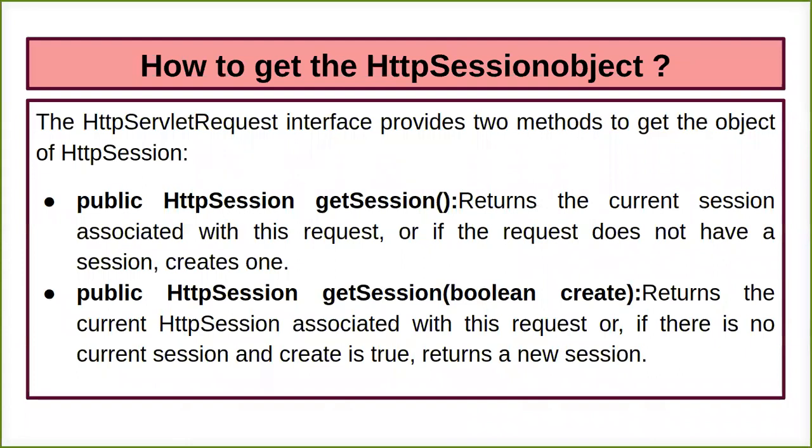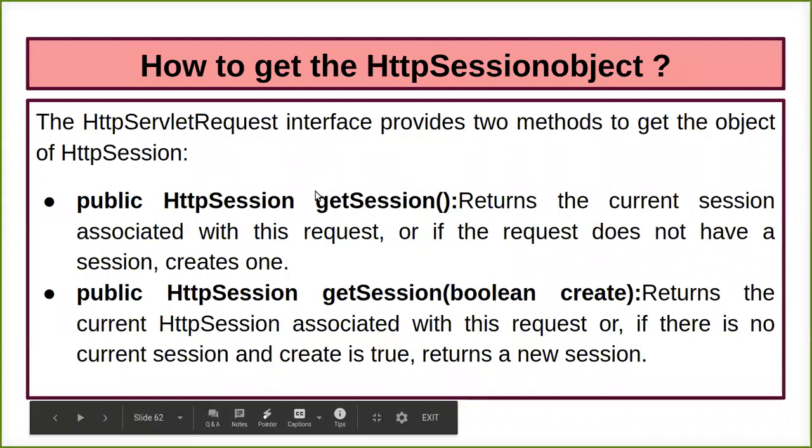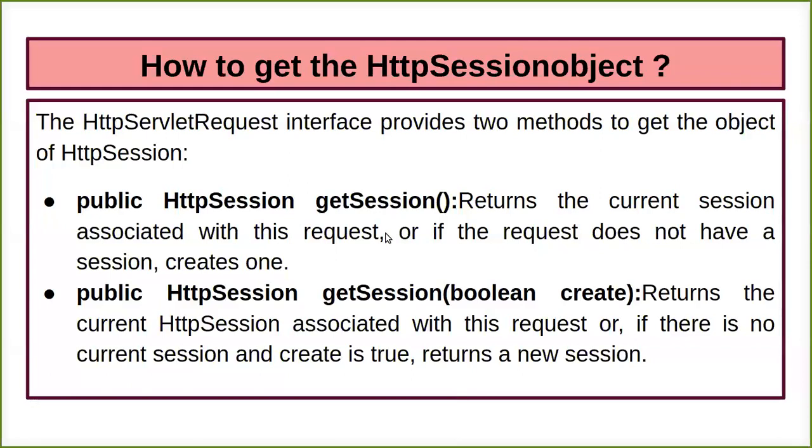Okay, so now how do we get the HTTP session object? We are going to have some methods. For example, I have a method called getSession. It is going to return the current session which is associated with the request. If the request does not have a session, then it is going to create a new one for that particular request. So if I want to understand whether the request which is coming has any session associated with it, I can check with the help of getSession, and if it doesn't have one, it will create a new one automatically.